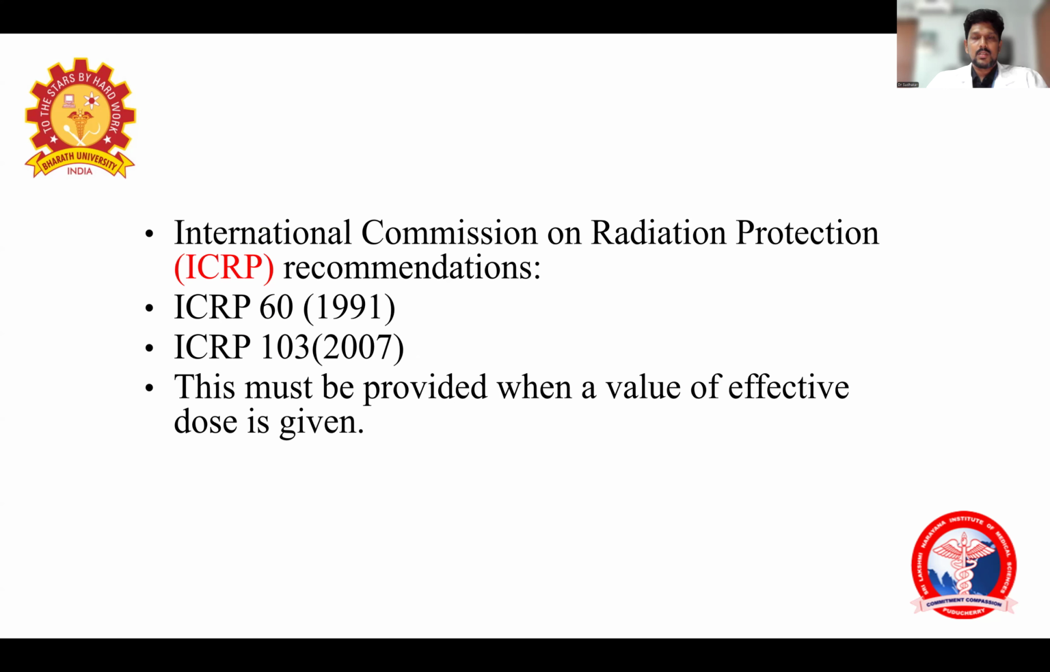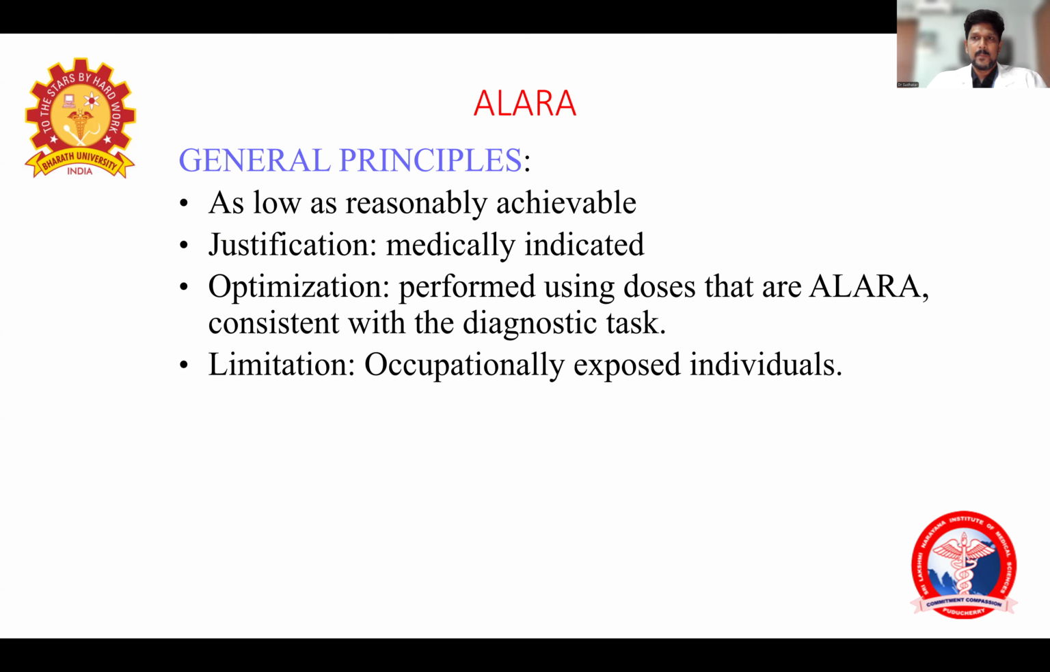So there are a few recommendations which we have to know about. The first one is the International Commission on Radiation Protection, ICRP recommendations. So ICRP 60 in 1991 and ICRP 103 in 2007. This must be provided when a value of effective dose is given.